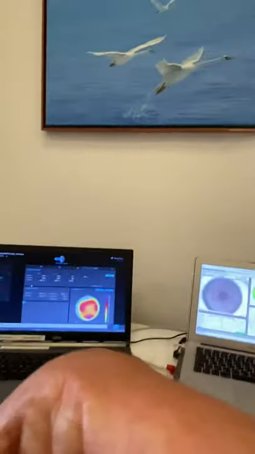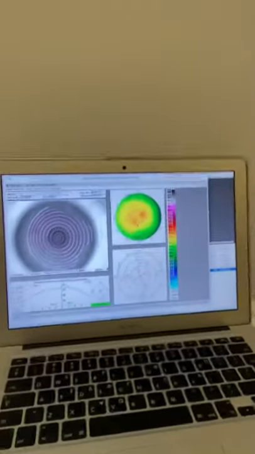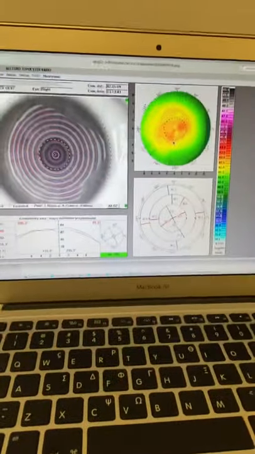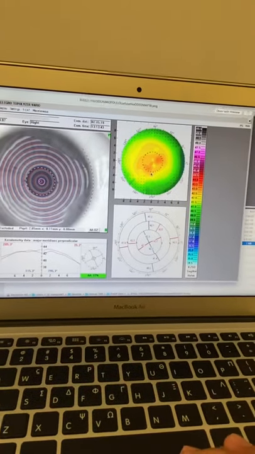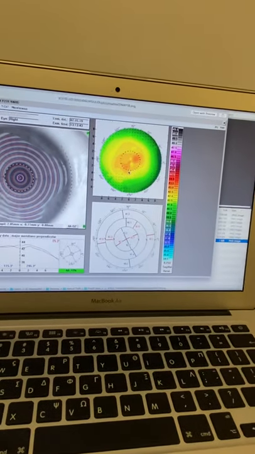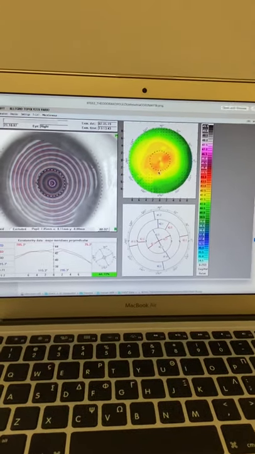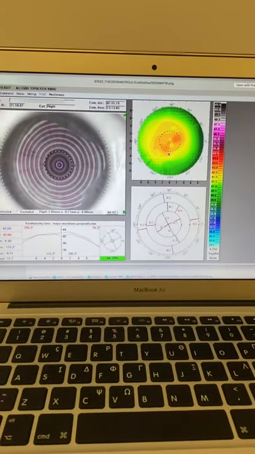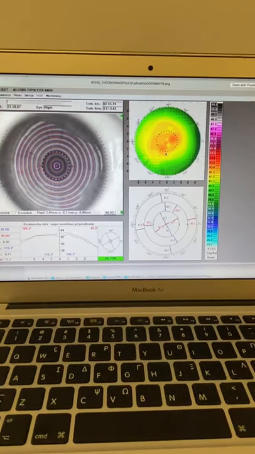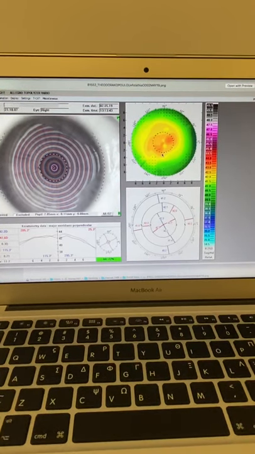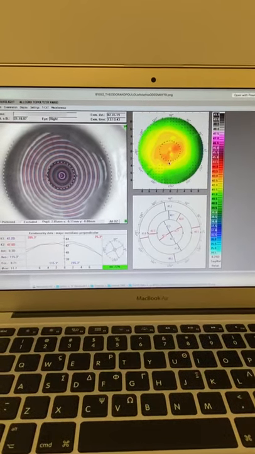We're trying to describe, it's kind of difficult to do in writing, a presentation we have at this upcoming ESCRS meeting that was supposed to be in Amsterdam. It's going to be virtual. We've described at length our TMR concept using topography and topography-guided ablations to tweak the amount and axis of astigmatism.